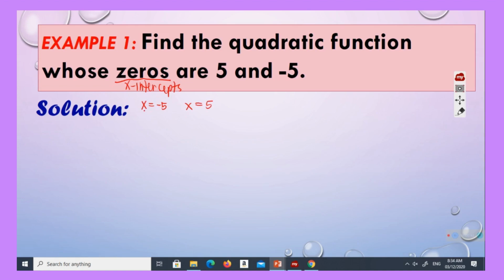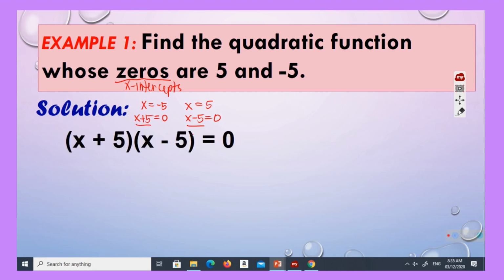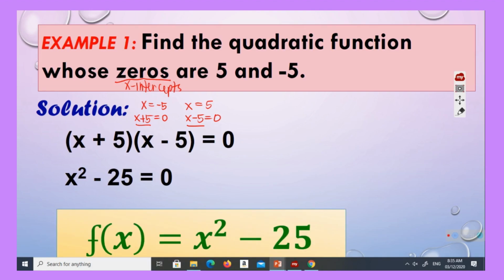Then, kapag inilipat nyo na sa left side, so magiging x plus 5 equals 0, and x minus 5 is equal to 0. And then these two, x plus 5 and x minus 5, we are just going to multiply. So x plus 5 times the quantity x minus 5 is equal to 0. Then, pag multiply na po using FOIL method, x squared minus 25 equals 0. And then yung 0, palitan ng y or f of x. So therefore, the quadratic function is f of x is equal to x squared minus 25. Okay, next.